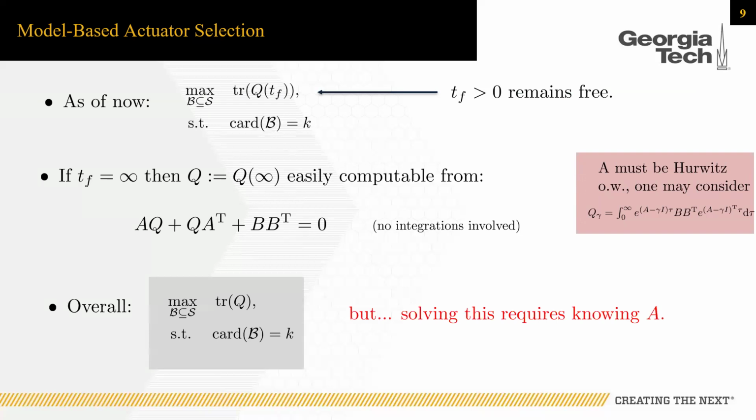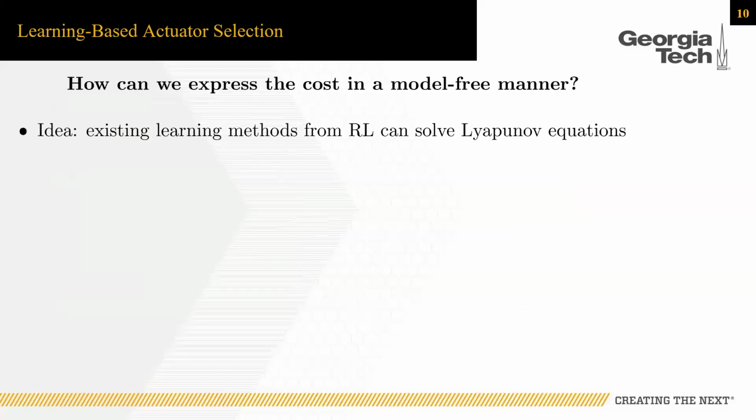Before, I had the trace of Q_TF. Now T_F goes to infinity, so I just have Q there. This Q comes from this equation over there, and in order to solve it I require A. I don't want A anywhere, I want it to be model free. So I'm not satisfied, and I have to find other tricks. What we have to do is find a way to write this Lyapunov equation so that I can solve it with reinforcement learning.